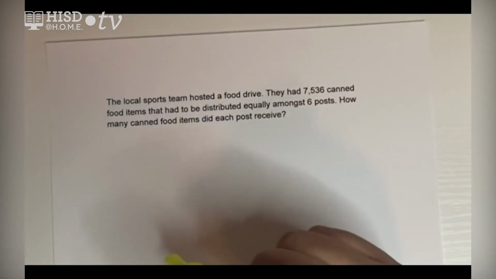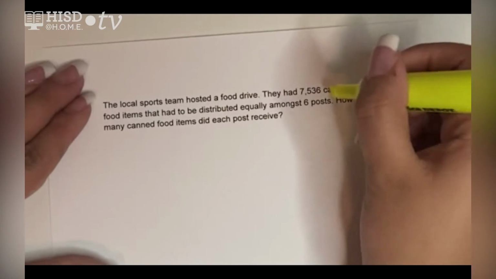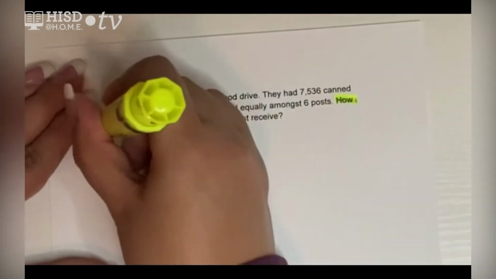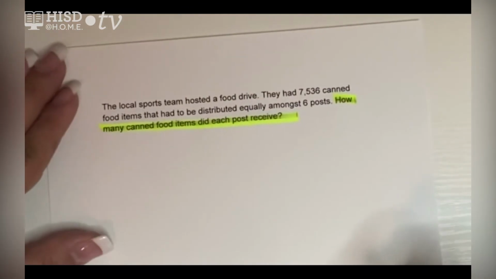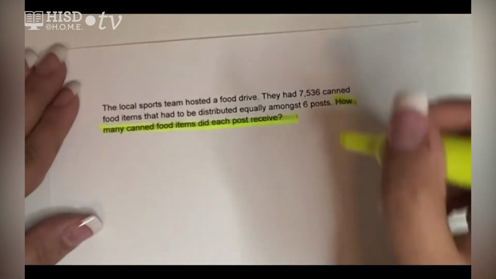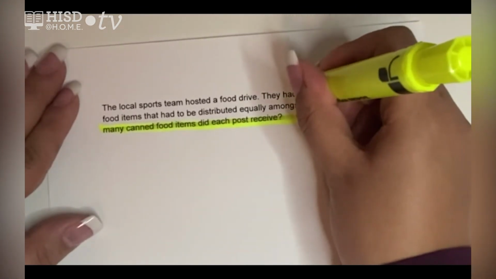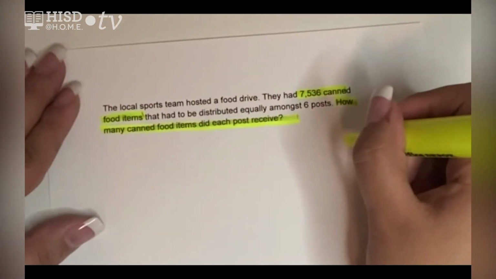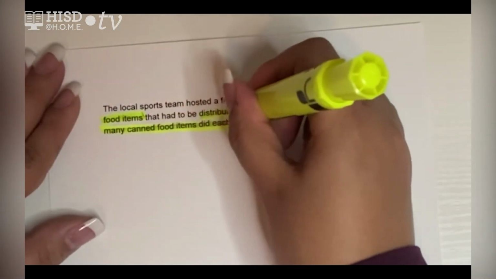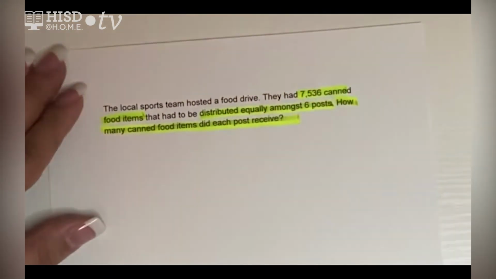So the first thing I'm going to do, guys, is highlight the question. And the question here states, how many canned food items did each post receive? The next thing I'm going to do is go ahead and highlight the important information or the number values in the question. So I see here that I have 7,536 canned food items in total, and I see that they have to be distributed equally among 6 posts.